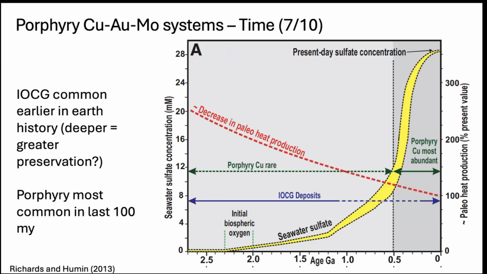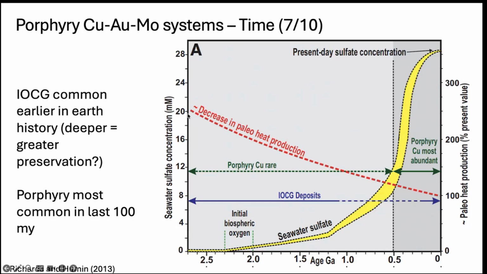And so this is an interesting plot from Jeremy Richards and a colleague. I can't remember his first name, but it's a complicated diagram, and I just thought it was really interesting. On the y-axis to the left, we have the seawater sulfate concentration, and that's this yellow bar here. As we go through time from the Great Oxidation Event around 2.4 billion years ago all the way through to the present, the amount of seawater sulfate has drastically increased since the end of the Precambrian.